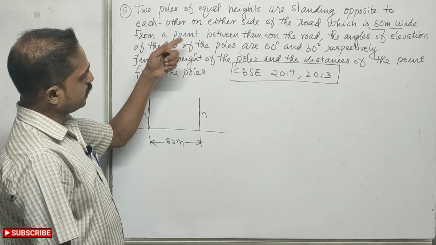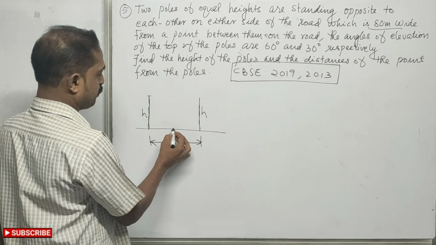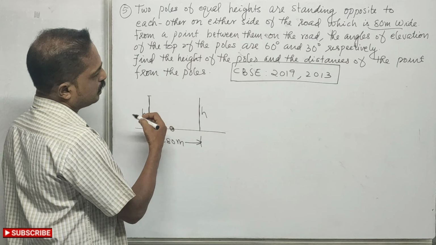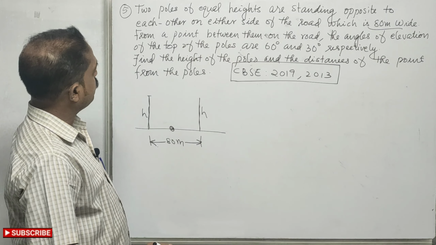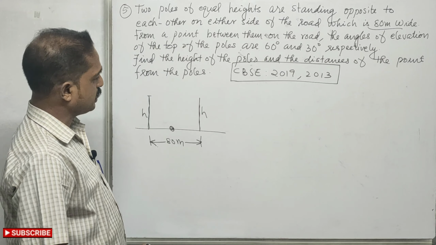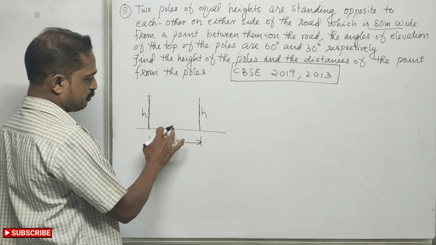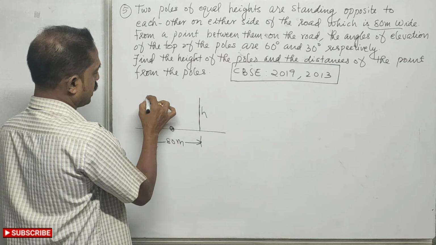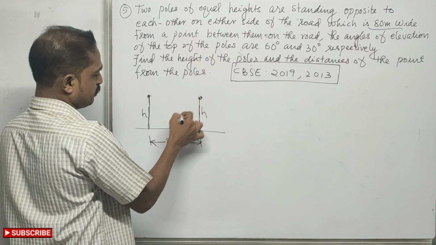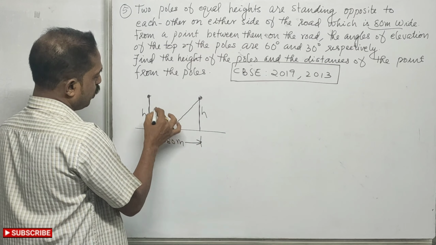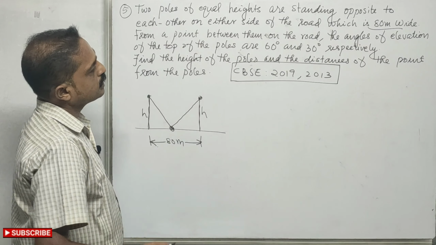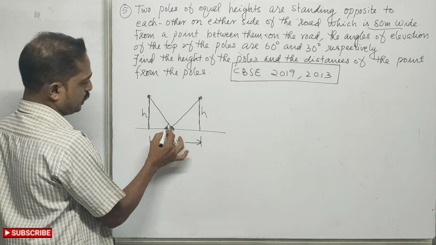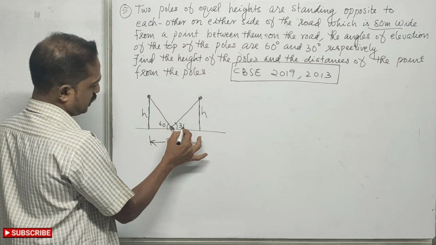From a point between them on the road, somewhere here between these two poles, the angles of elevation of the top of the poles are 60 degree and 30 degree respectively. These are the two tops of the poles. So from this point, the angles of elevation of the top of the poles are respectively 60 degree and 30 degree.